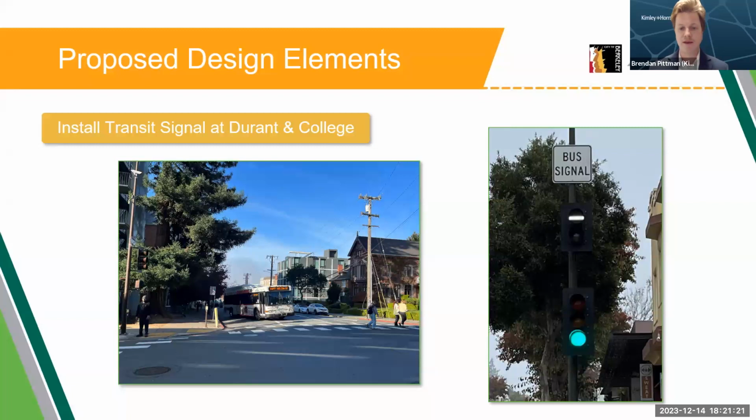Currently, buses turning right need to reposition out in the vehicle lane to negotiate this turn, as shown in the picture on the left. A transit signal is proposed for the Durant Avenue direction to help mitigate these interactions and allow buses to jump ahead of the traffic queues to speed up transit operations and improve transit reliability. A transit signal, seen in the picture on the right, is a separate signal that has two white indications, one in the vertical and one in the horizontal.